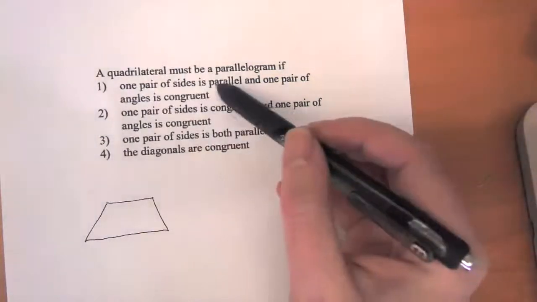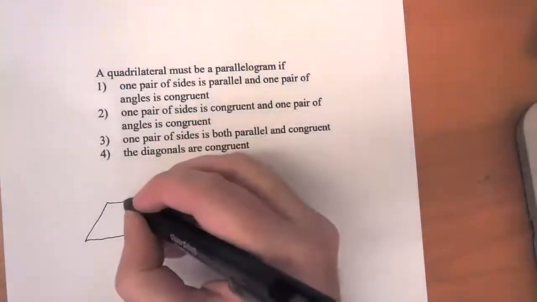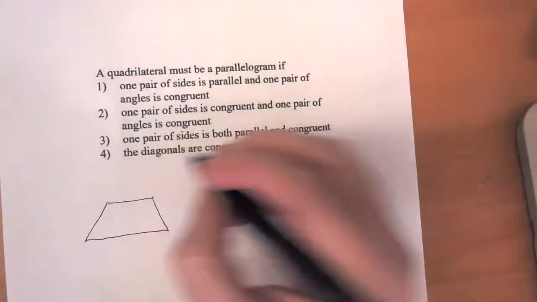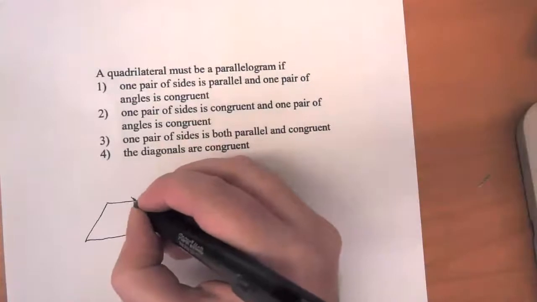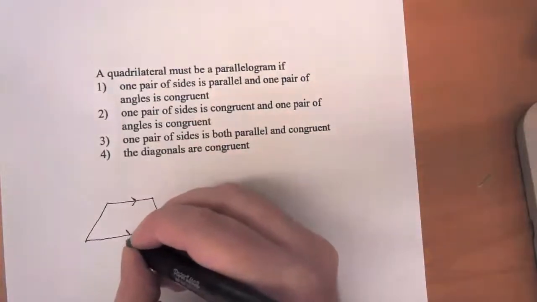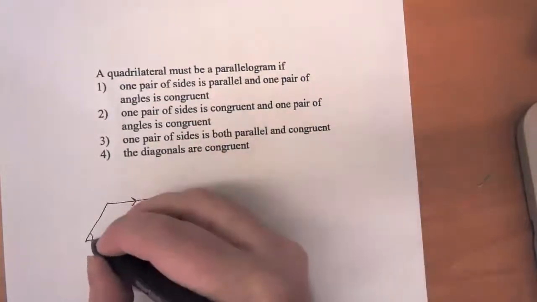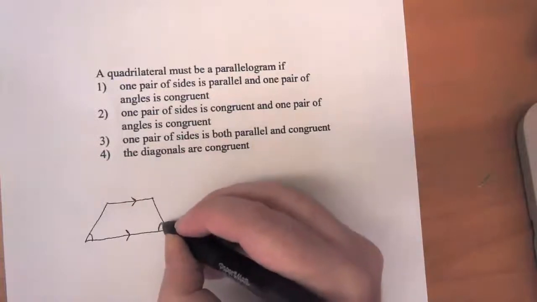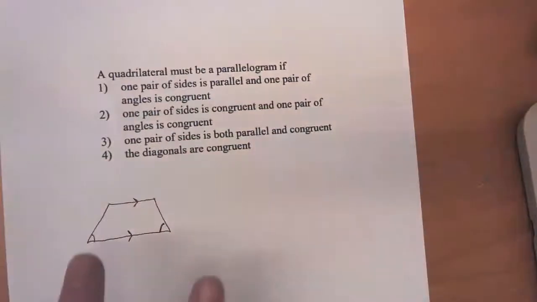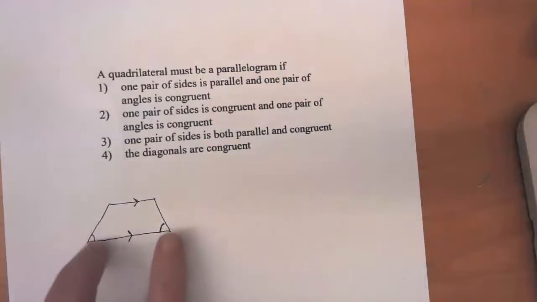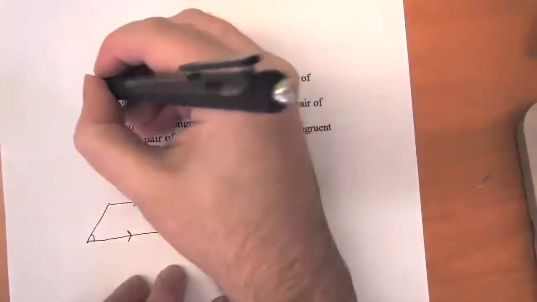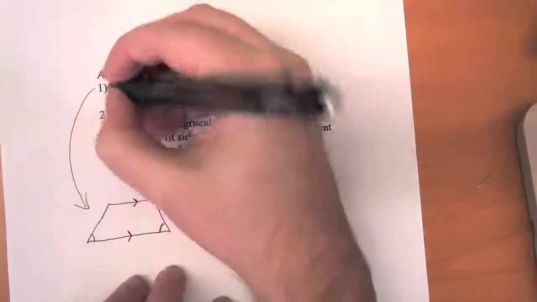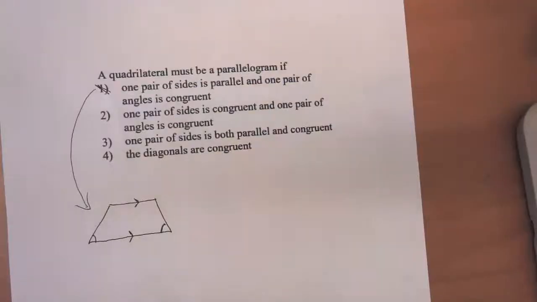So does it have one pair of sides that are parallel and one pair of angles that are congruent? Yeah, so these two sides are parallel. And these two angles, for instance, are congruent. But this is not a parallelogram because the other sides aren't parallel. So choice 1 is not true, and that is an explanation of why.